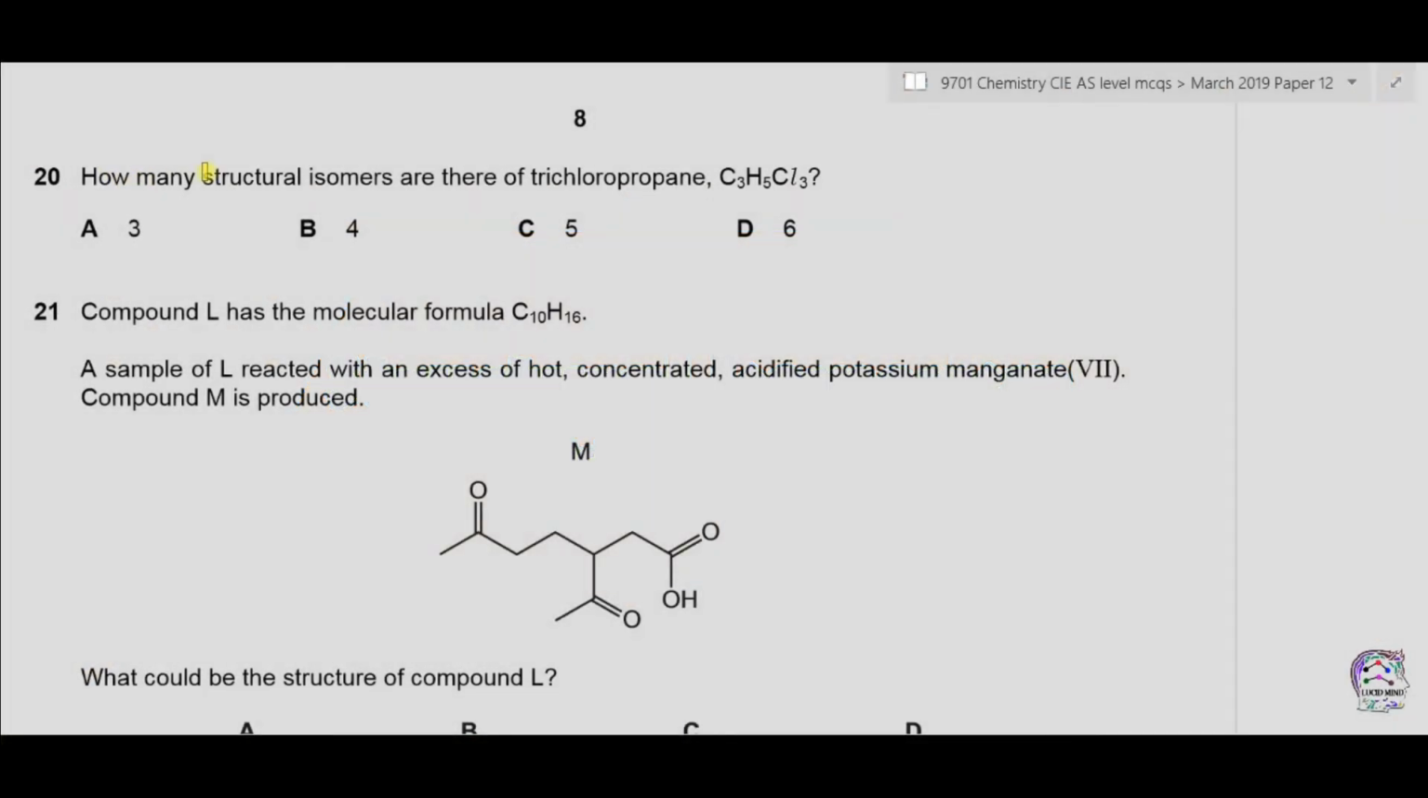Question number 20. How many structural isomers are there of trichloropropane? We have C3H5Cl3. Let's draw the possible structural isomers. We have 3 carbon atoms, 1, 2, 3, and 3 chlorine atoms. Now chlorine atom can attach with hydrogen atom in a different manner. It could be like this. It makes 1, 2, 3 trichloropropane.